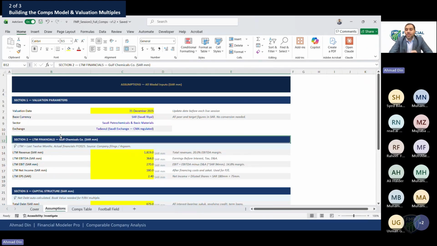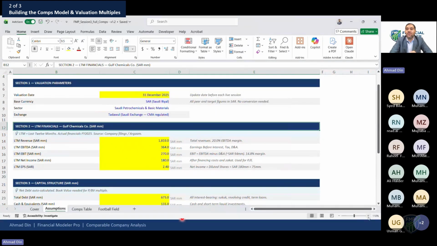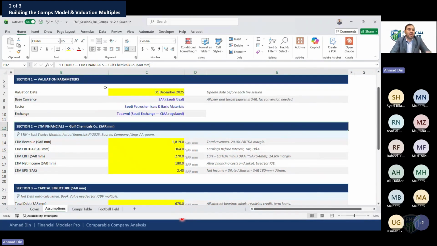For the assumptions, I already have the financials for the Gulf Chemicals. This is just hard coding numbers. I will go step by step, explaining what the numbers are. We can also use the same numbers for our three statement model. If we understand the process properly, then any kind of industry numbers, any kind of company numbers, we can apply and calculate the valuation through comparables.